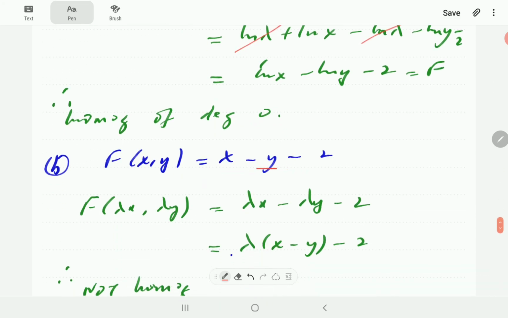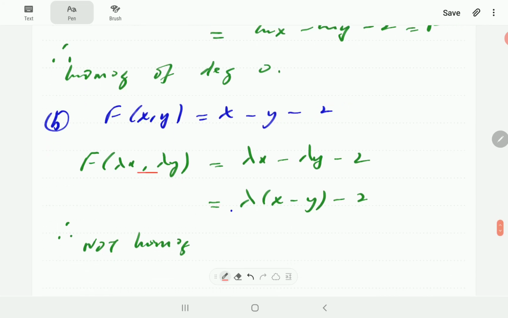This one, using the tip we gave you, is a polynomial of degree 1, but the powers of x and y add up to 1 here, and 0 here. So straight away this one is not going to be homogeneous. But if you go through the algebraic process, you'll find that this is not homogeneous.